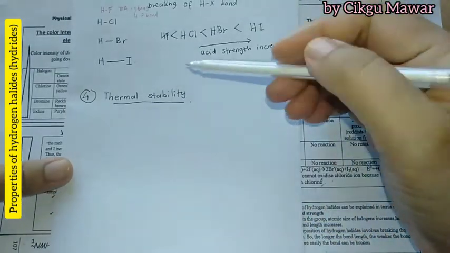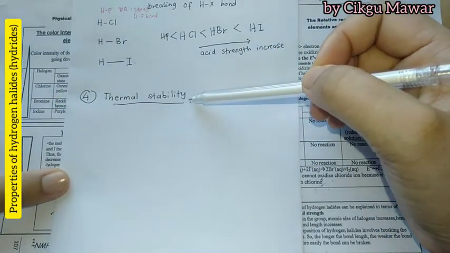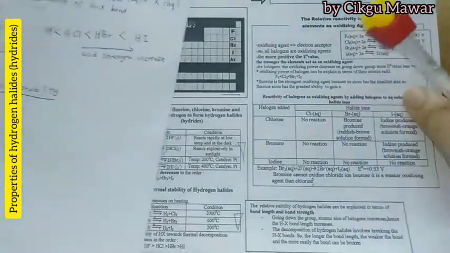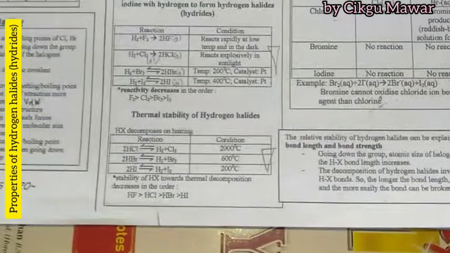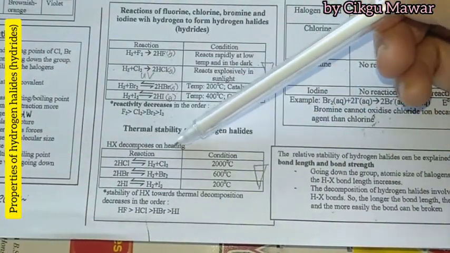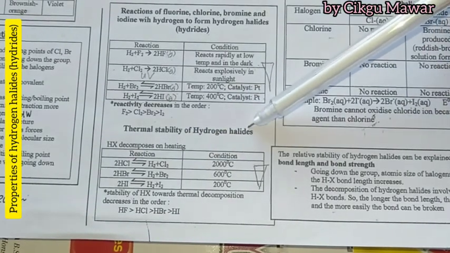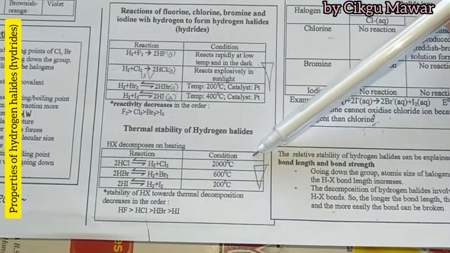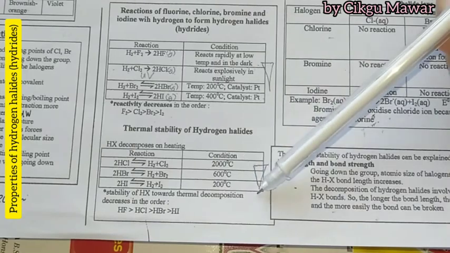The fourth property of hydrogen halides is thermal stability. Let's refer to our chem book. From our chem book here, it tells that HX decomposes on heating. It can decompose when heated, but the stability of HX is different when going down the group.